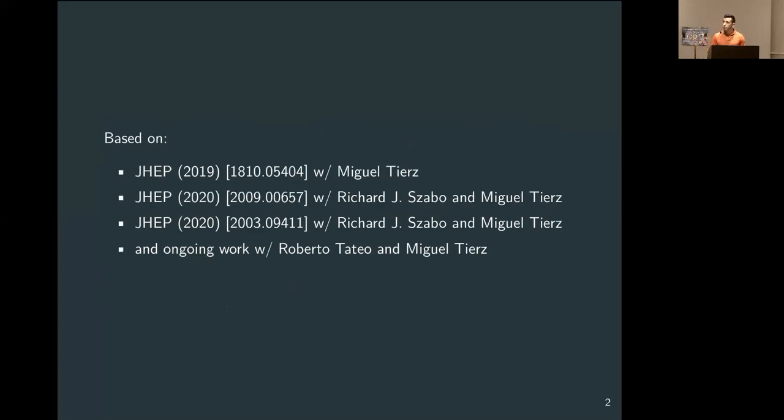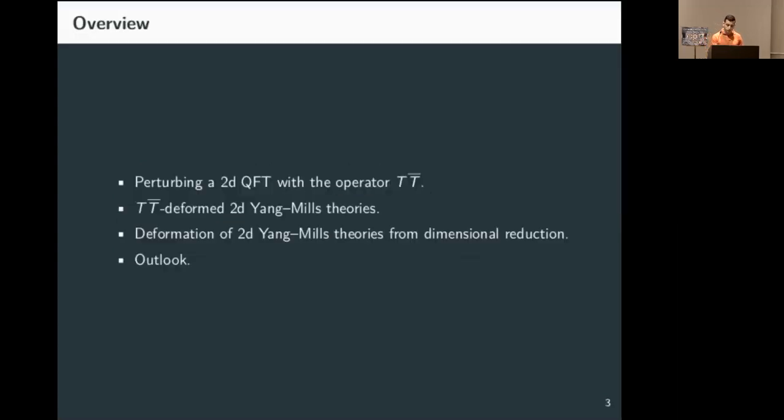And I will tell you a story from these papers, all in collaboration with my supervisor, Miguel Tierz, and some of them also with Richard Szabo. And also comment on some ongoing work with Roberto Tateo and Miguel. By the way, I apologize to a couple of people in the audience who already heard the 10-minute version of this talk, but maybe the longer version will be more enjoyable.